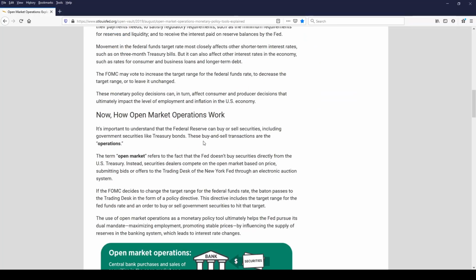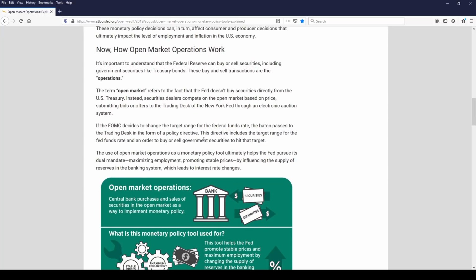And if you scroll down to how open market operations work. Now, anytime the Fed purchases or sells Treasury securities or mortgage-backed securities on the open market, whether it's to raise or lower the federal funds rate or to engage in quantitative easing or quantitative tightening, it is considered an open market operation. So you can see here, these buy and sell transactions are the operations where the Federal Reserve can buy or sell securities, including government securities like Treasury bonds.